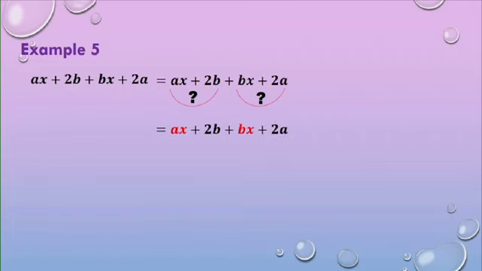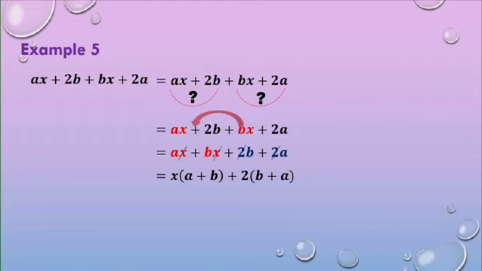As you can see here, we have 2 terms containing x. We're going to group them together. Now we have ax plus bx plus 2b plus 2a. Again, we are having 2 different groups. In the first group now we have the letter x as common factor. In the second group we have number 2 as common factor.